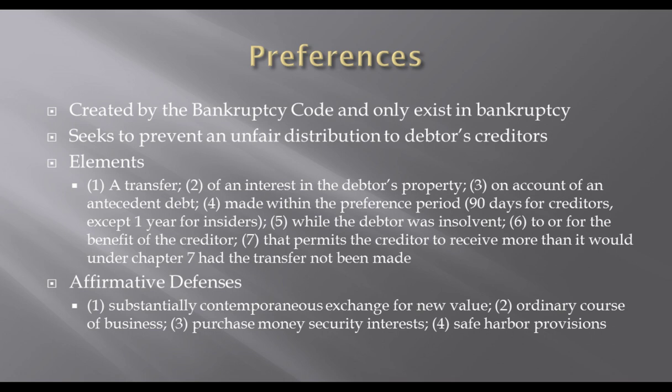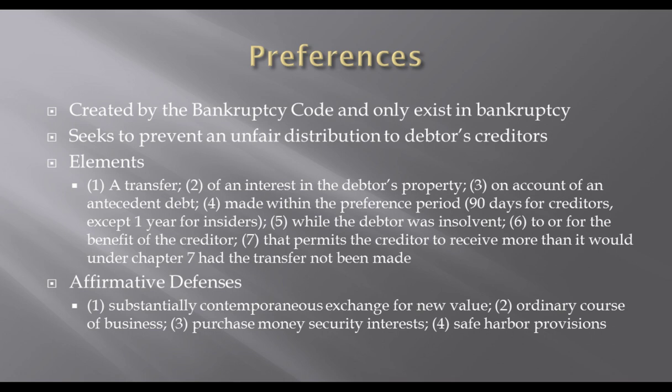In the slides, I outlined the elements of a preference, and I'll just read through that pretty quickly. It's a transfer of an interest in the debtor's property, so the property must be the debtor's that was transferred, on account of an antecedent debt made within the preference period, and again, that's 90 days for general creditors, 1 year for insiders, while the debtor was insolvent, to or for the benefit of the creditor that permits the creditor to receive more than it would under a Chapter 7 had the transfer not been made.